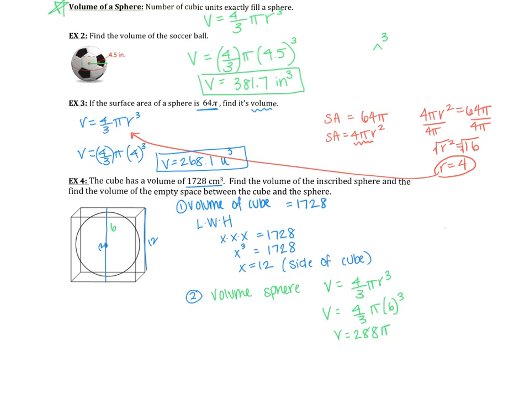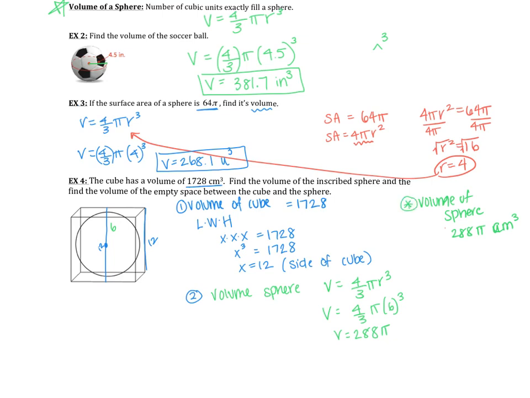The first part of the problem is we wanted to find the volume of the sphere. So we can write down here that the volume of the sphere is 288 pi units, centimeters. We know the unit, centimeters cubed. Okay, so that's the first thing that we needed to answer.